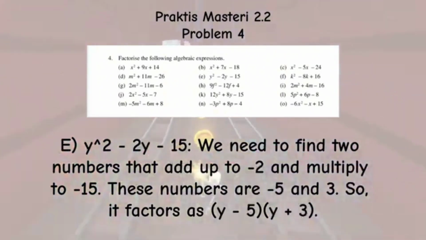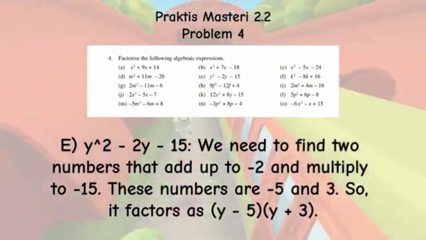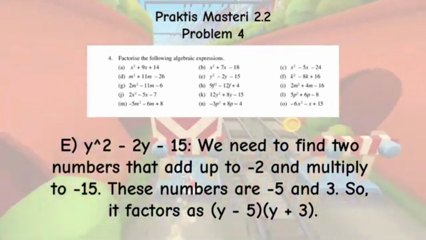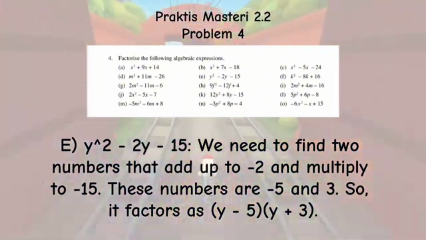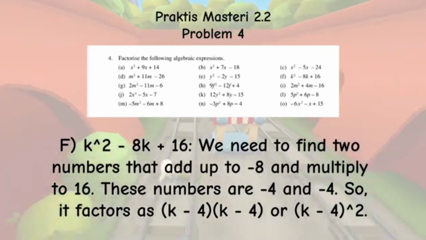e) y² − 2y − 15. We need to find two numbers that add up to −2 and multiply to −15. These numbers are −5 and 3. So, it factors as (y − 5)(y + 3).